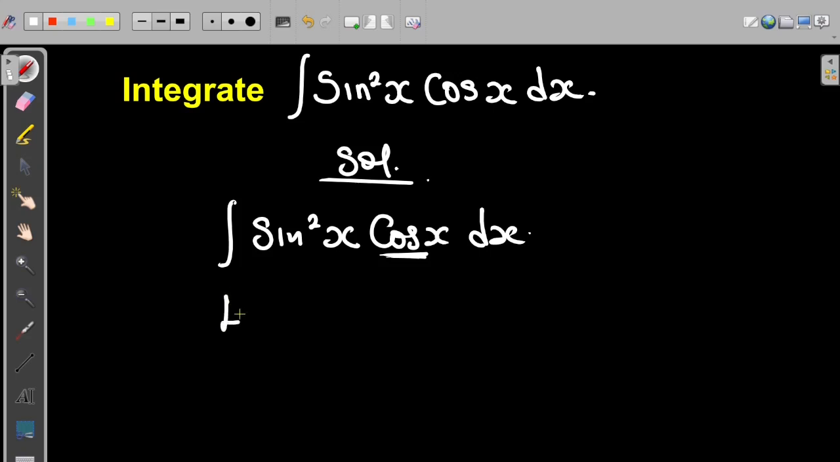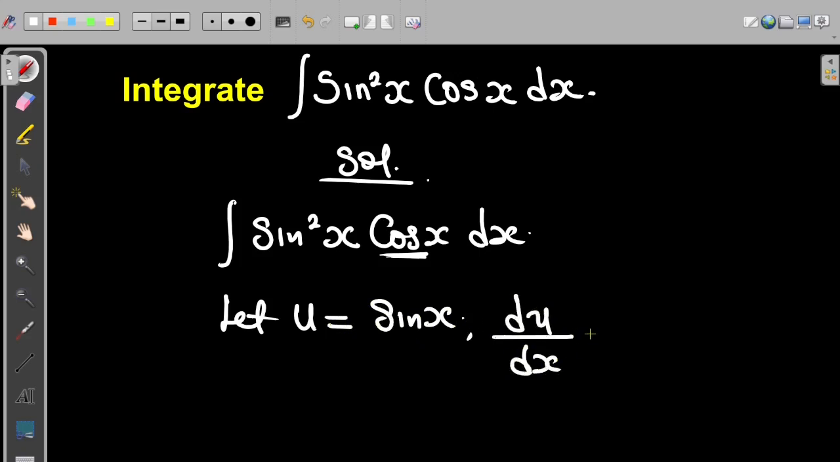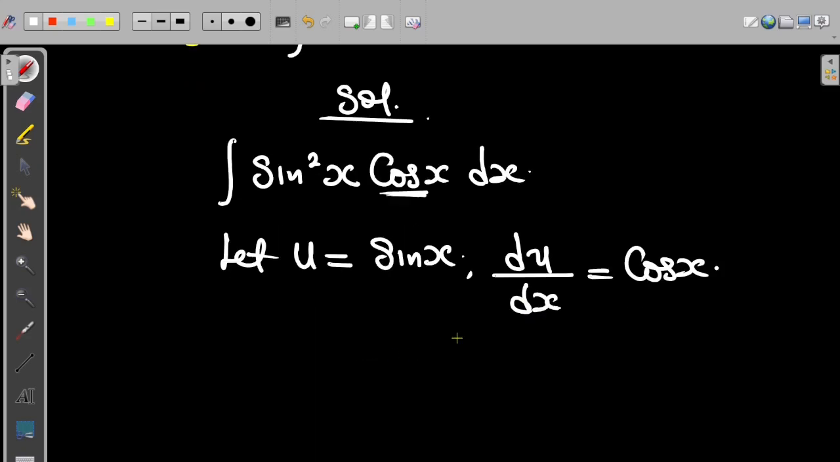So let u be equal to sine x. If we differentiate u with respect to x, we have that du over dx will be equal to cos x. Thus, dx will be equal to du divided by cos x. Now we have said that u is equal to sine x, and also that dx is equal to du divided by cos x. Now we can substitute into the integral.